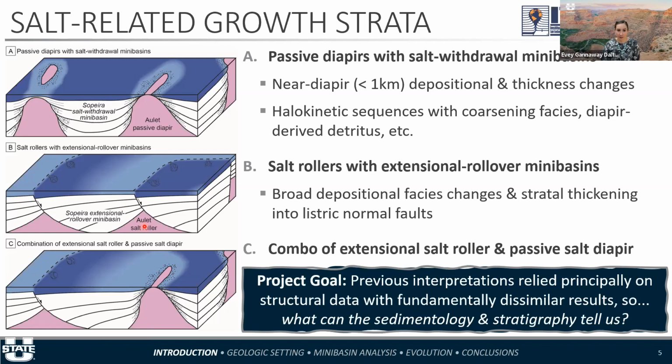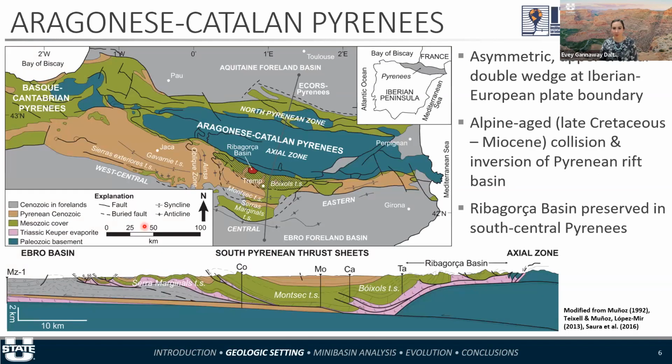And to do that, we need to head to the Pyrenees. So the Aragonese Catalan Pyrenees, which you see here, this asymmetric upper crustal double wedge that forms the plate boundary between Iberia here to the south and Europe here to the north.